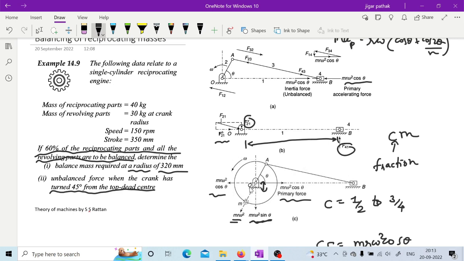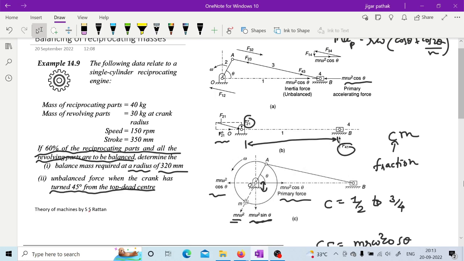Sir, I guess we need to check that; wheel balancing does the same thing. In short, if you provide this m r omega square sine theta hypothetically in the opposite direction, then you can balance, right? As you are telling hypothetically. Yes sir. Okay.